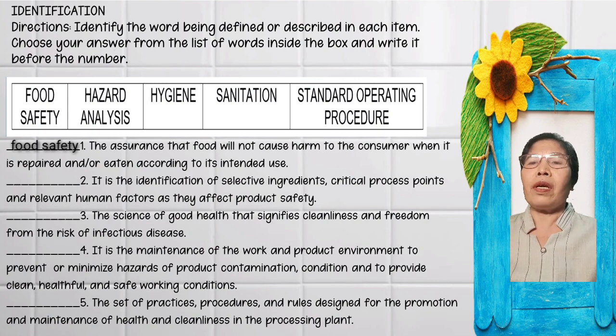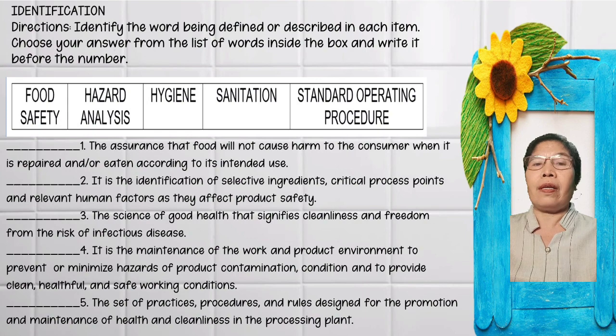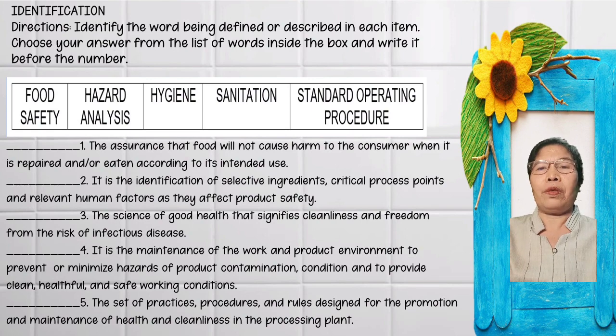Number 2. It is the identification of selective ingredients, critical process points, and relevant human factors as they affect product safety. Is it food safety, hazard analysis, hygiene, sanitation, standard operating procedures? What's your answer? Great! The correct answer is hazard analysis.